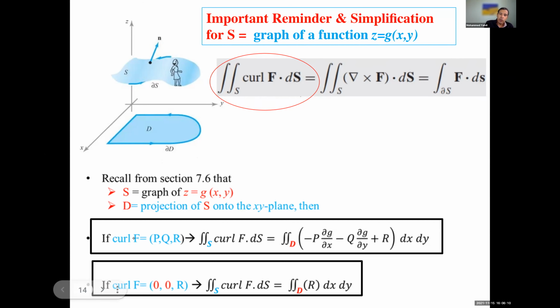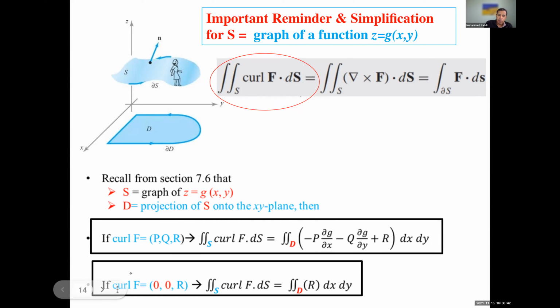So if the curl F is equal to three functions P, Q, and R, then from what we did in chapter 7, the double integral over the surface S of the curl F is the integral over D, here on the xy plane, the domain. And so we don't have to worry about the change of variable and finding T sub u and T sub v. We have that formula already done here. We can do even better.